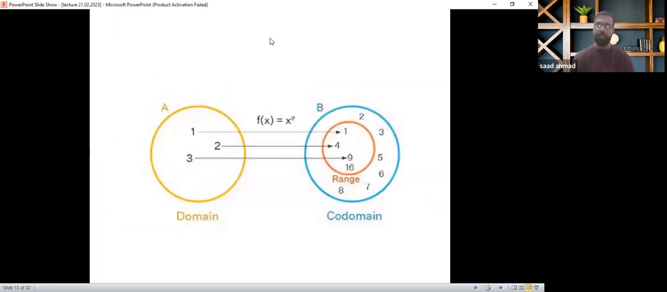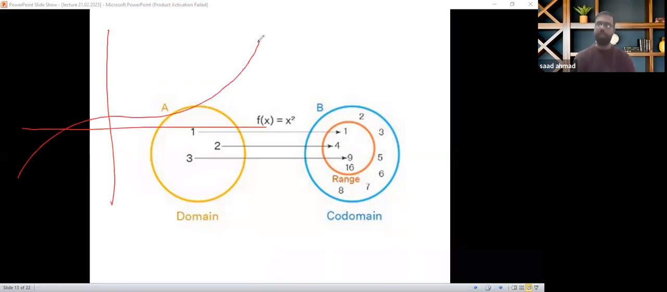This is the same diagram that we used before. It's also okay if there are some free elements in the range. It's not compulsory that the whole range is covered, but the whole domain should be covered. And there's one more thing left. Let's say we have a graph of any random function. How can we decide if it is a function or not?